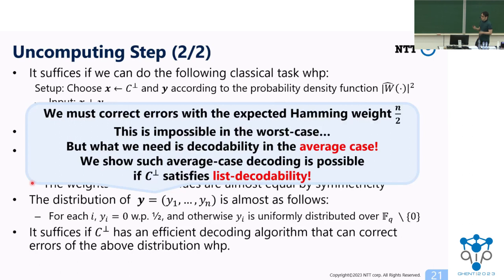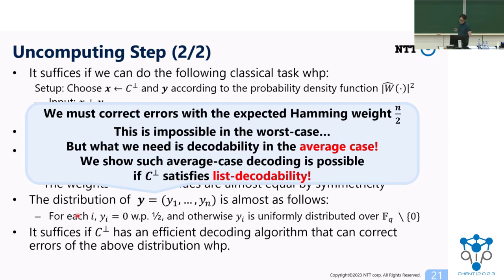Here is some non-trivial issue. The issue is that, as you can see from the description of this error, the expected Hamming weight of the error Y is n/2. However, we know that there is an information theoretical bound about error correcting code that we cannot correct errors with Hamming weight larger than n/2 in the worst case.